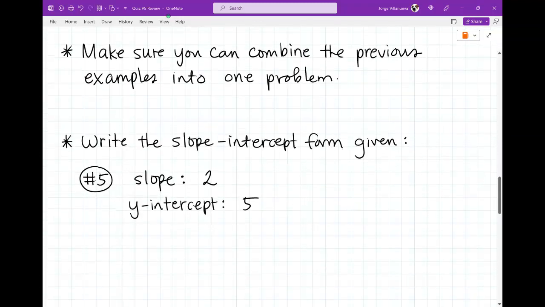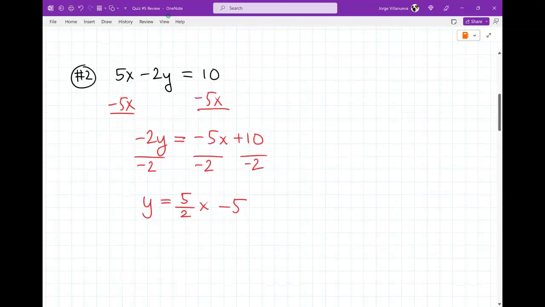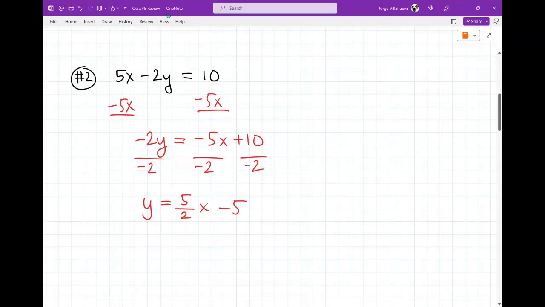Now, this next thing right here, I don't give you examples on this, but notice what I said. Make sure you can combine the previous examples into one problem. What does that mean? That means that if I give you a problem like this, you'll be able to write it like this, and then you can use this equation to put it on a graph. You'll start at -5, and then you move up 5 to over, right? That's what I'm saying. Make sure you can do examples 1 and 2, and change them into y equals, something like this, and then that you can graph it.